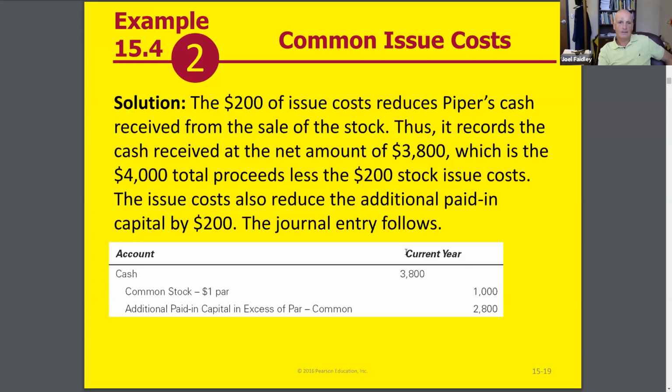All right, and so in this example here, the stock issue cost, to modify that previous example, we take those $200 out of the $4,000, leaves us $3,800. And we take that out of additional paid-in capital. No separate account for stock issue cost.